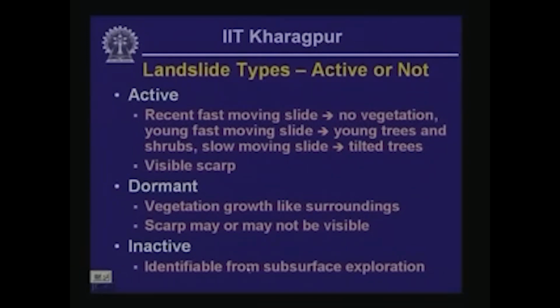In case of a dormant landslide, there is going to be some vegetation growth, and this growth could be as much as the vegetation growth in the area around the landslide not affected by it. And in this case, the scarp which was there in the beginning might have been obliterated by the erosional process. So the scarp may or may not be visible on the geologic map or geomorphologic map.